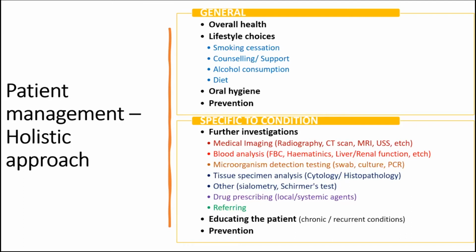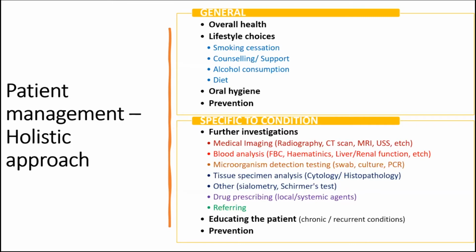Blood analysis. So the most common checks that we do are full blood count, hematinics, liver, renal function, and what we mostly do in oral med is also specific antibodies for certain conditions. We do celiac disease screening, and any other blood test that we might need, we can ask for.